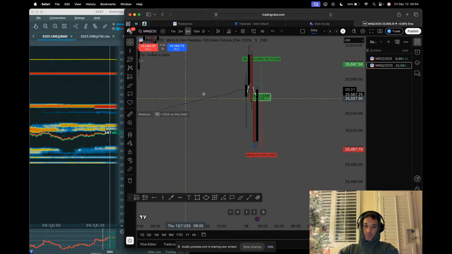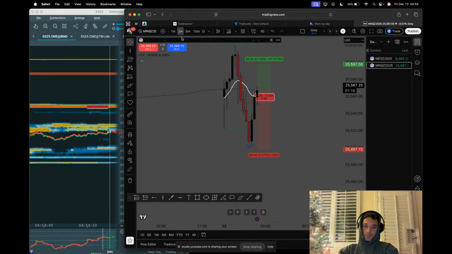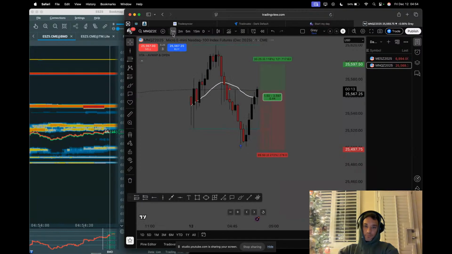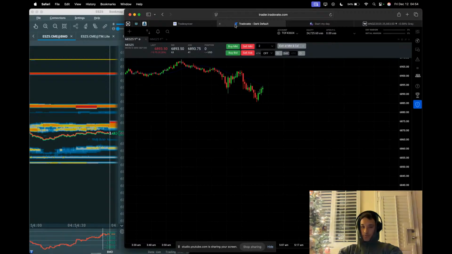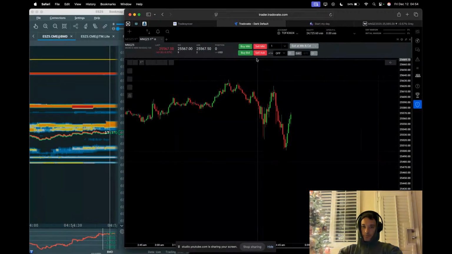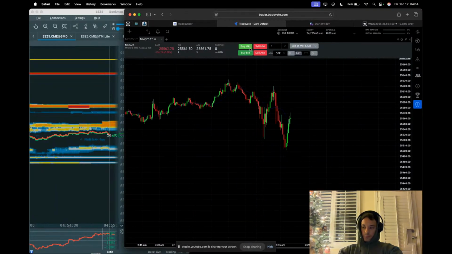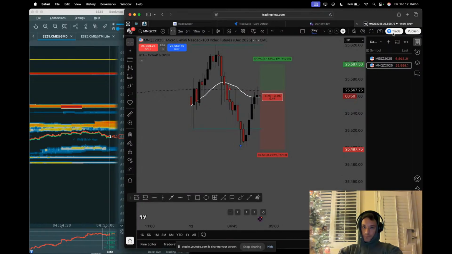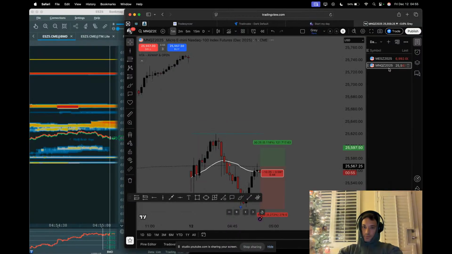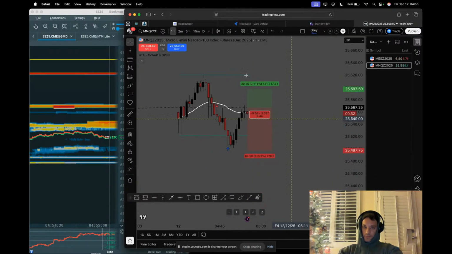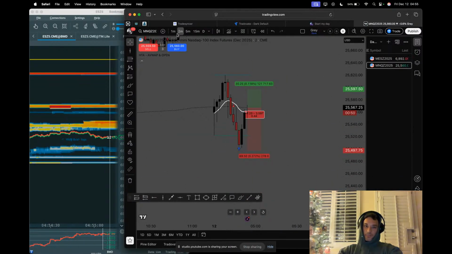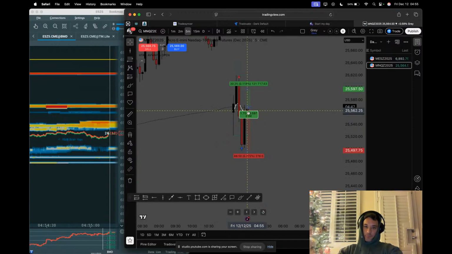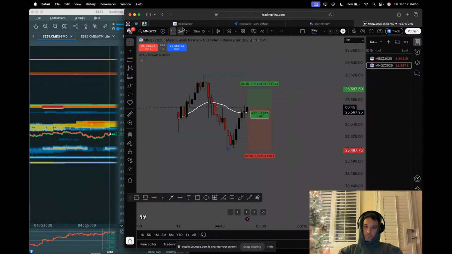Yeah, if price could close above bullish like that, and engulfing, might look good for longs. 10 seconds left here. 7, 6. Nah, I don't like that close. Still waiting. 5-minute does close bullish. Oh yeah, that might be good actually.